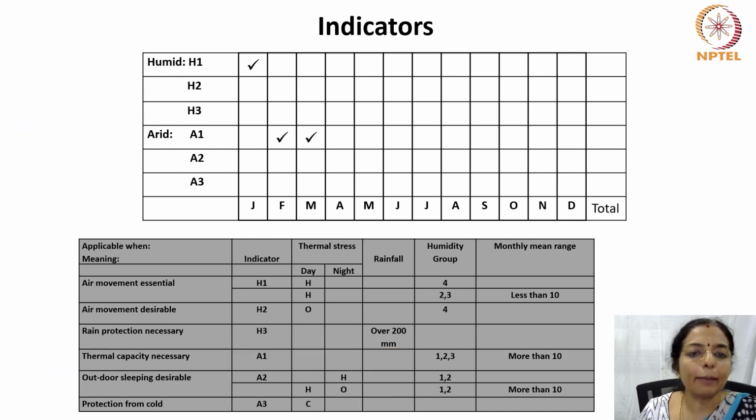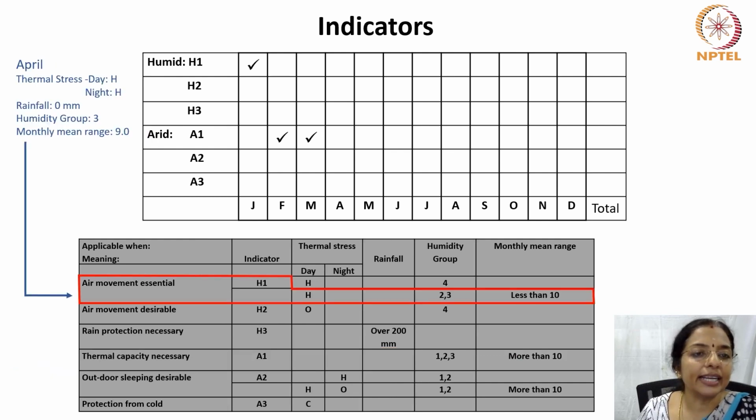During April, what is the data? The data is again thermal stress during day is H. Rainfall is 0. Humidity is 3. Monthly mean range now is less than 10. So here it is 9, which is less than 10. Therefore, we pick this box that air movement is essential, which is H1. So we will have to mark H1.